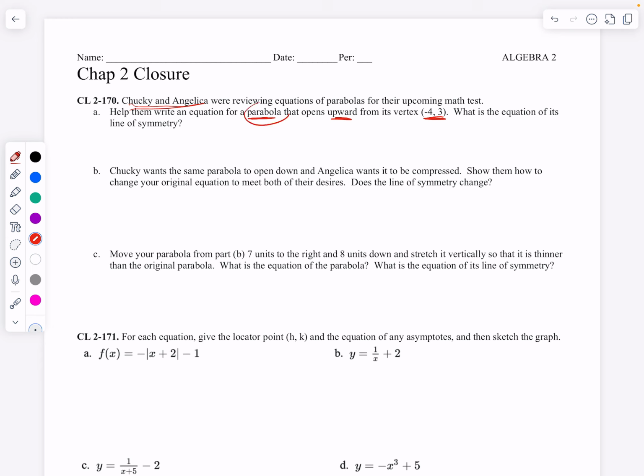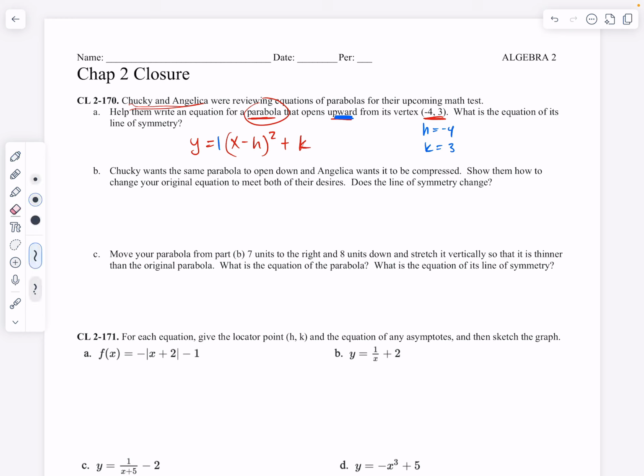So if it's a parabola, it's going to be y equals a(x minus h) squared plus k. And if it opens upward here, then I need a positive number for the a value, which goes in front. So I need to make this number any positive number. I can do anything. It could be a 1, it could be a 2, it could be a 10, any positive number. So that's good. And then the vertex, h is -4 and k is 3.